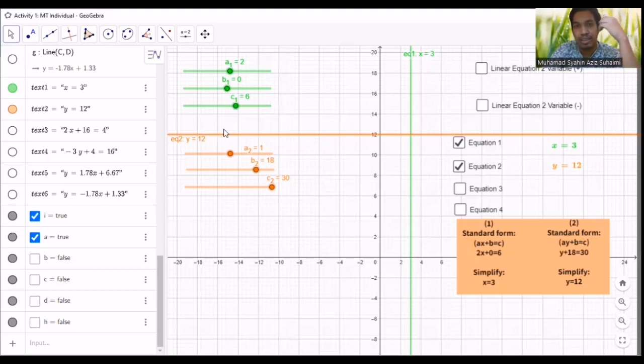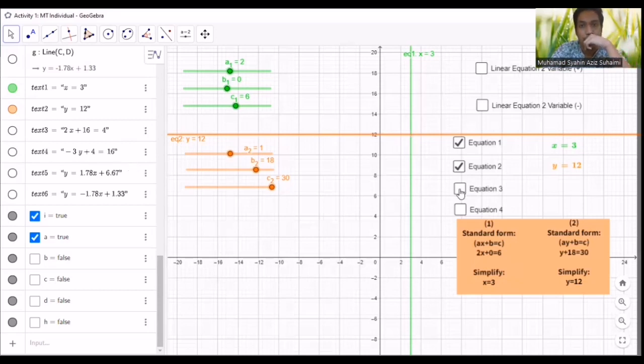For this one it is a vertical line, and for this one it is a horizontal line. So we get x equal to 3 and y equal to 12. From this, we can get a coordinate, which is x equal to 3 and y equal to 12. So we can get a coordinate over here.